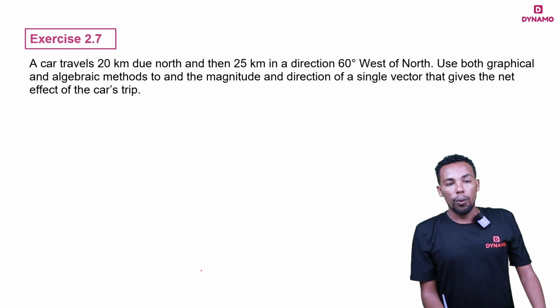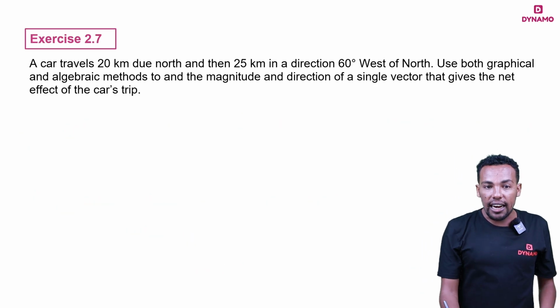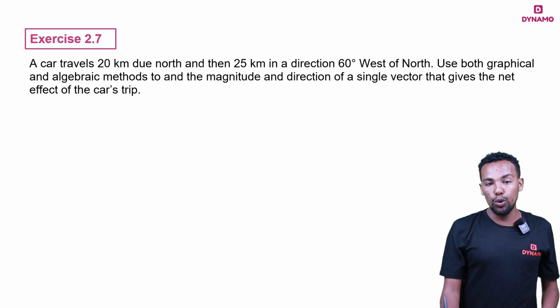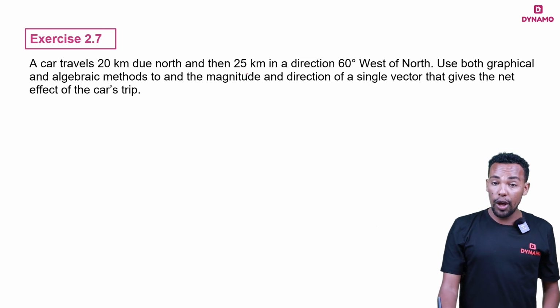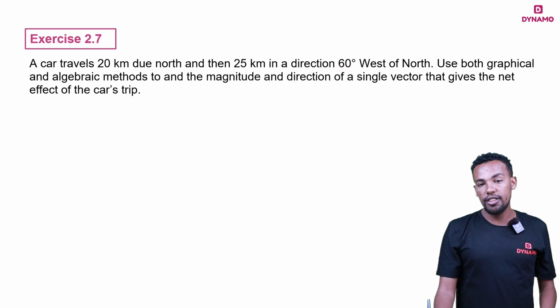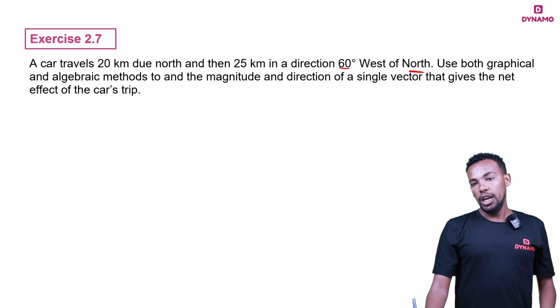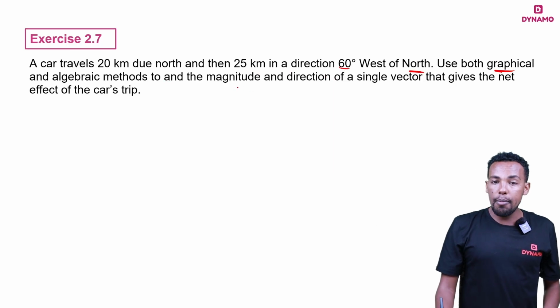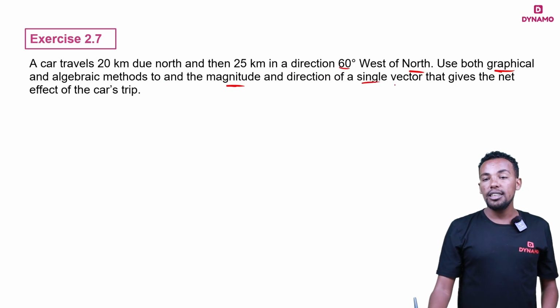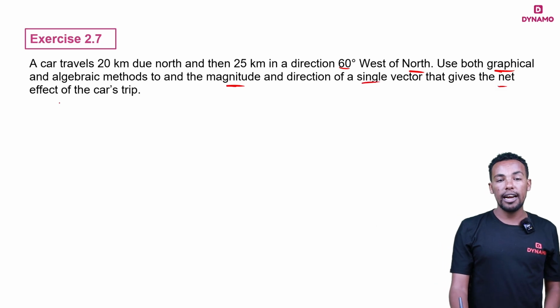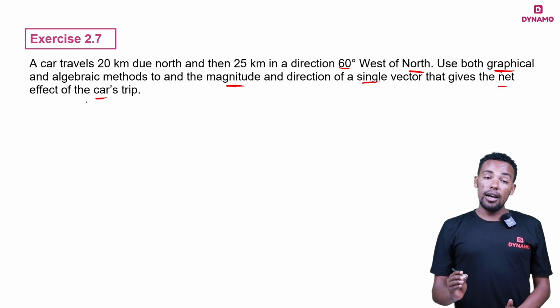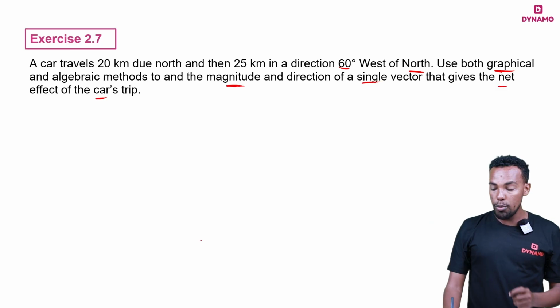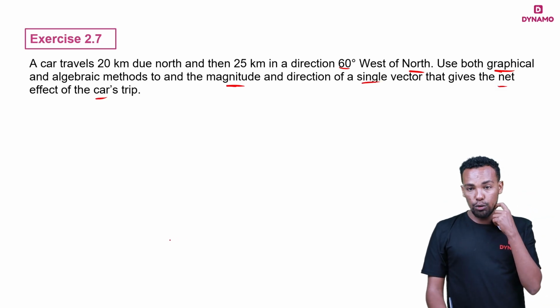Exercise 2.7. A car travels 20 km due north and then 25 km in the direction of 60 degrees west of north. Use both graphical and algebraic methods to find the magnitude and direction of the single vector that gives the net effect of the car trip. The car first goes toward the north.